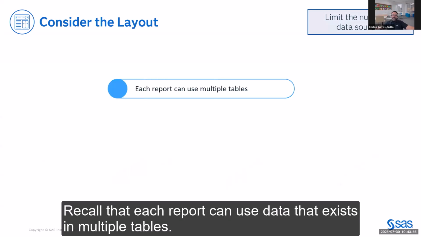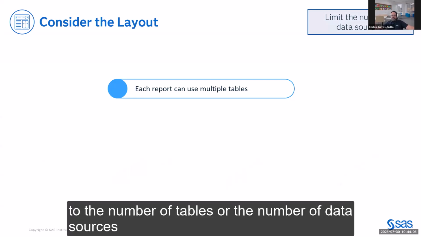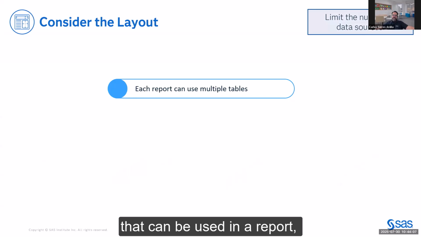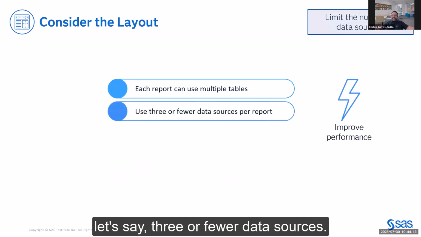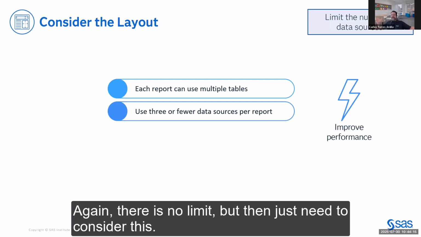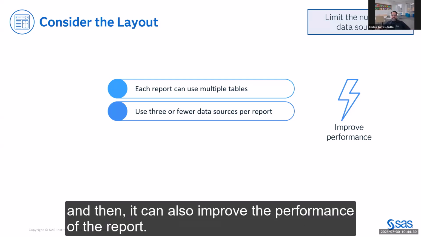Recall that each report can use data that exists in multiple tables, and although there are no specific limits to the number of tables or data sources that can be used in a report, as a best practice, each report should have, let's say, 3 or fewer data sources. Again, there is no limit, but you need to consider this. This will keep your report from covering too many topics, and can also improve the performance of the report.